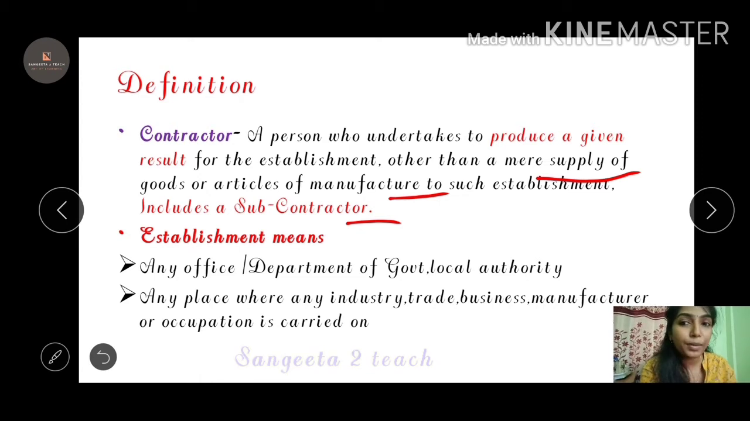It can be any place of an industry or a trade, business, manufacturer, or an occupation where it is carried on. It can be anything. It can be a department, it can be an office, it can be a place where the business is carried on, it can be a manufacturer or an occupation. Okay, that is an establishment.